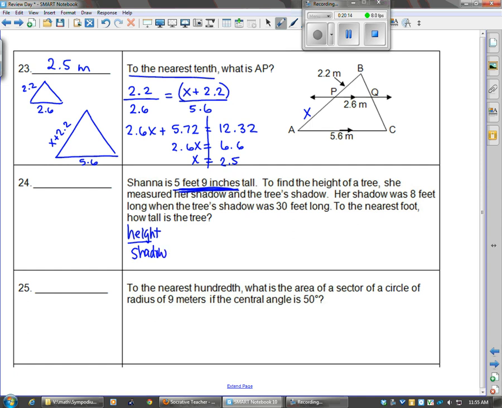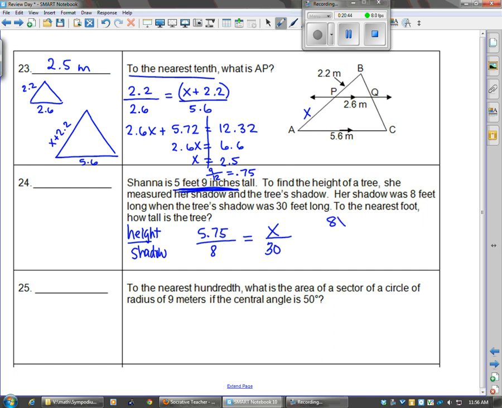Okay, Shanna is 5 feet 9 inches tall. Please don't put 5.9. 9 inches is out of a base of 12 inches. A whole foot is 12 inches. So that's 0.75. So Shanna is 5.75 feet tall, and her shadow was 8 feet. The tree's shadow is 30 feet. So top or bottom, where does that go? The shadow I wrote goes on the bottom. I need to know how tall the tree is.